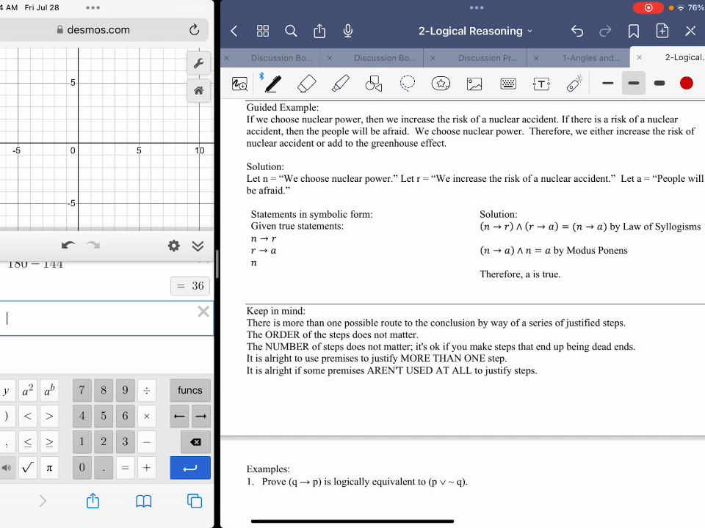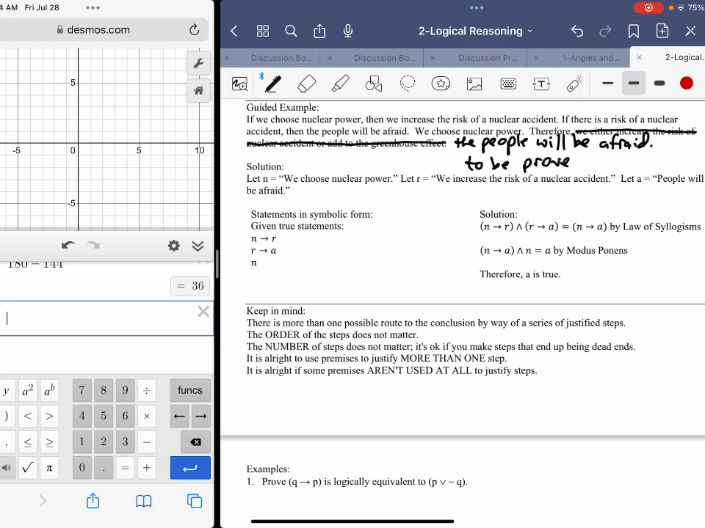So I just noticed that there was a typo on page 4, the guided example. The therefore part of it should be, there's really no reference to a greenhouse effect in here. It's an old problem that I modified, and I forgot to change the last part. Therefore, the people will be afraid. All right. And that's the conclusion. That's to be proved.